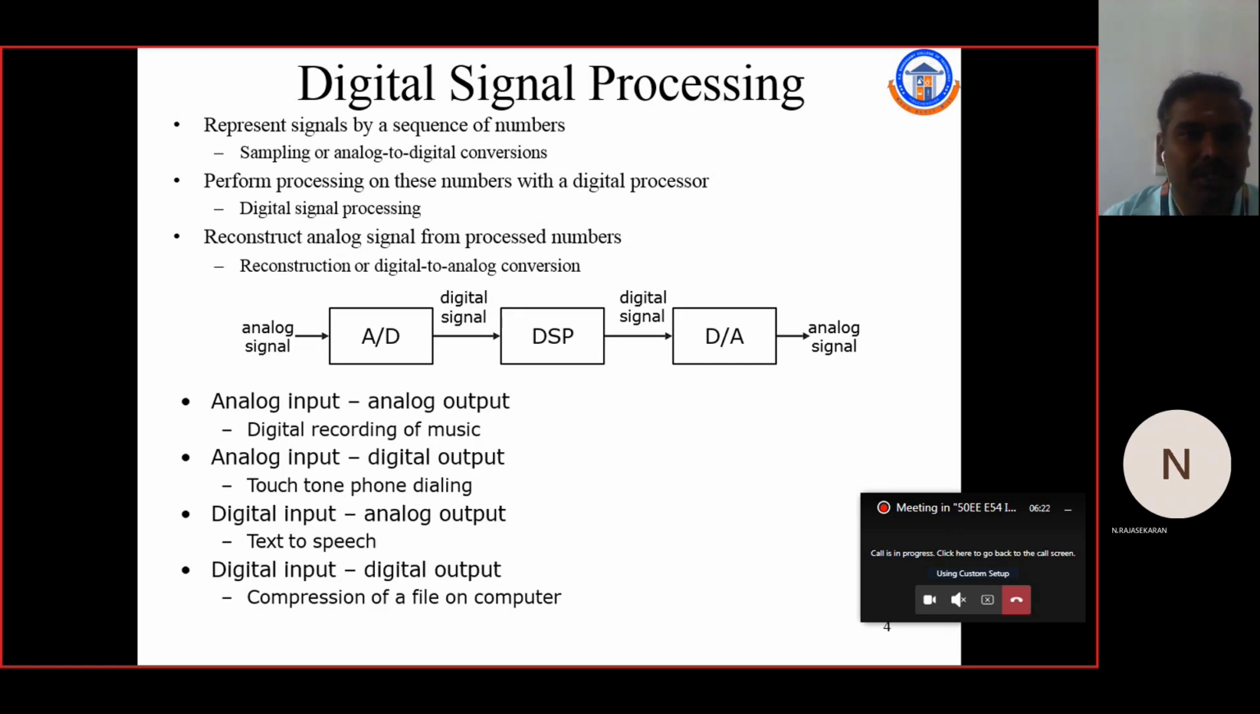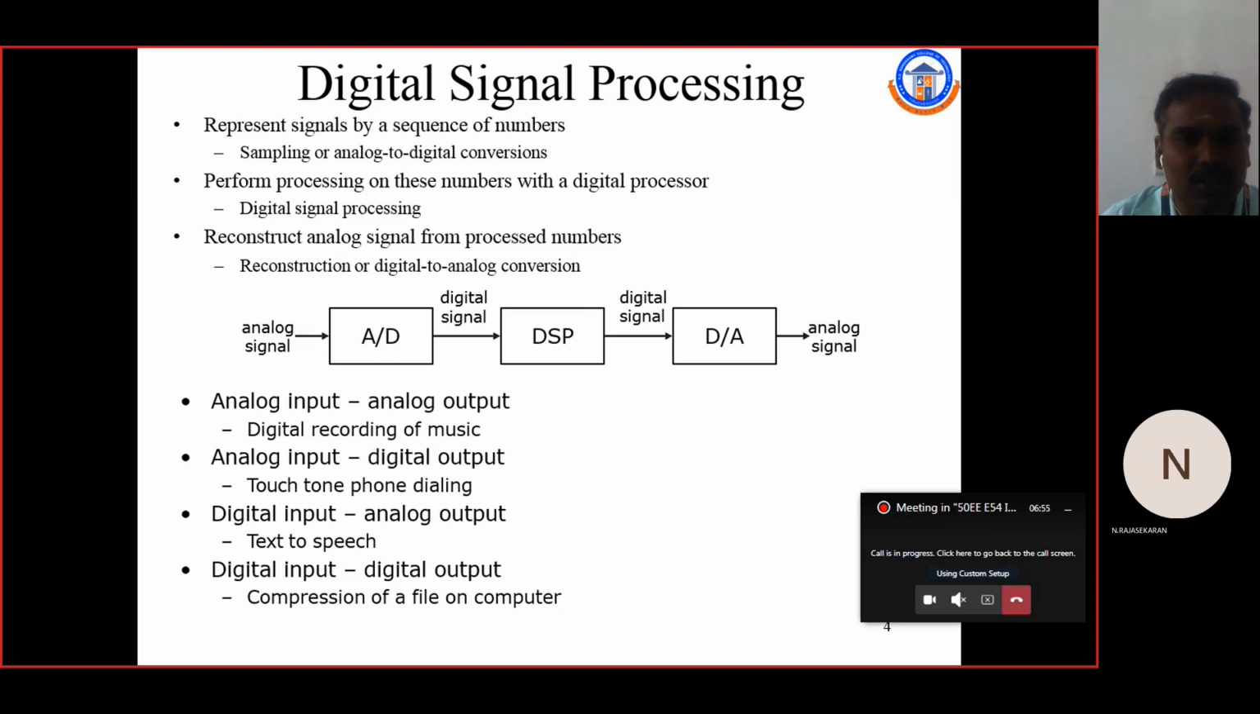Digital signal processing means representing the signals with a sequence of numbers. We represent the signals in terms of numbers, and for that we use sampling. Sampling means we have multiple data points, and we take one out of 10, 50 or 100 for a single sample. We pick one data point out of 10 or out of 50. That is called a sample, or analog to digital conversion.